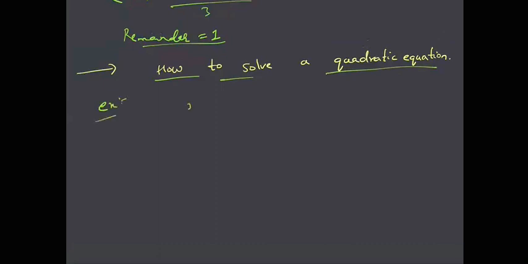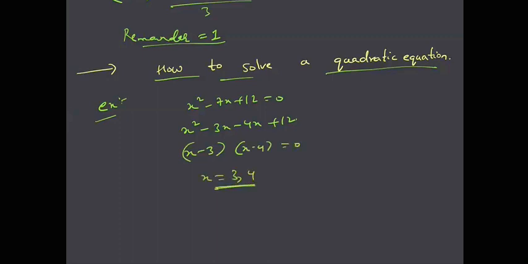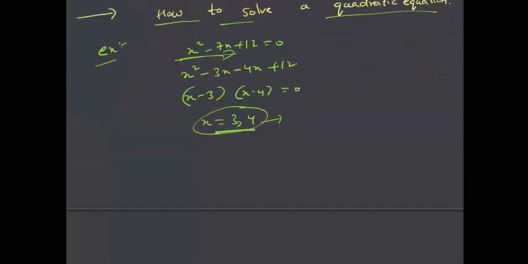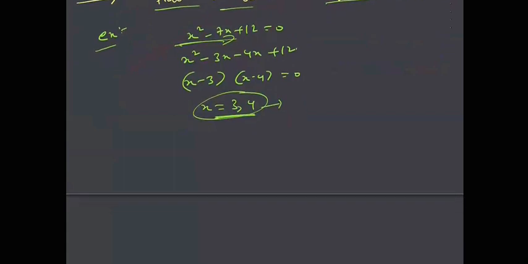Suppose I give you x square minus 7x plus 12 is equal to 0, then you can easily solve it. You can factorize this as x square minus 3x minus 4x plus 12, and then you will get x minus 3 into x minus 4 is equal to 0. Then you will say that the roots are 3 and 4. So x equals 3 and x equals 4 both satisfy this equation. So this has two real roots, that is 3 and 4. Fine, but every time this is not factorizable. So how to solve this quadratic equation at that time?